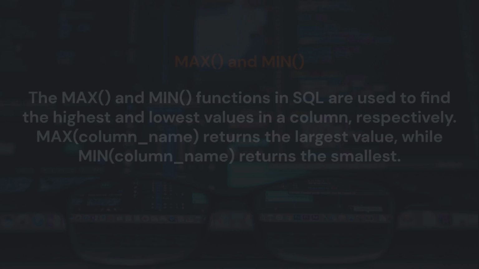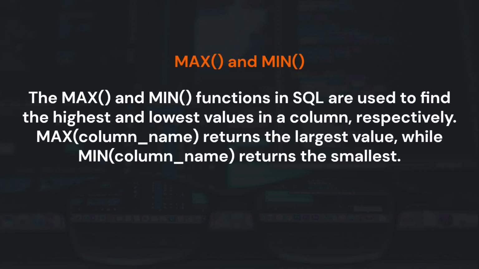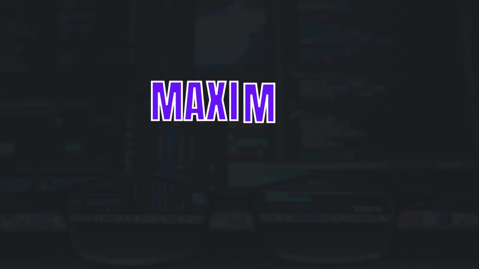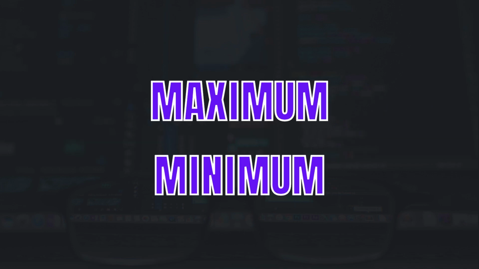Sometimes we may need to find the oldest or youngest employee in the company. The max function returns the highest value in a column, while the mean function returns the lowest value. These functions are particularly useful for identifying the highest and lowest values in numerical data, such as the maximum and minimum ages of employees.